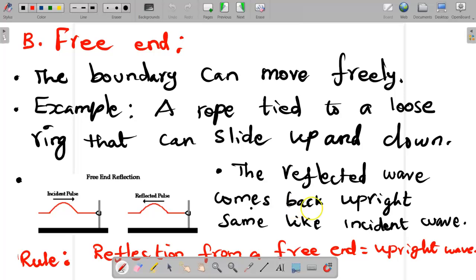The reflected wave comes back upright. Now you can see the incident wave is up, the reflected wave is also up. The direction doesn't change, it is upright, the same as the incident wave. What is the rule? Reflection from a free end is an upright wave.